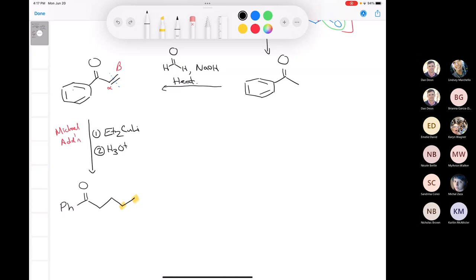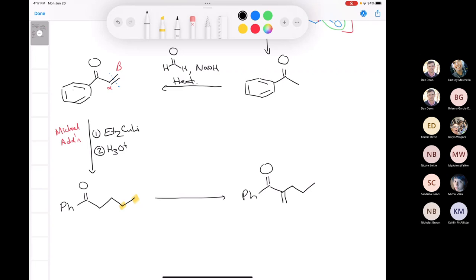And then the last one is another crossed aldol condensation. So if we want to take this compound and we want to make this compound, so we have all these carbons, 1, 2, 3, 4, 5. And then we have the double bond down here like this.